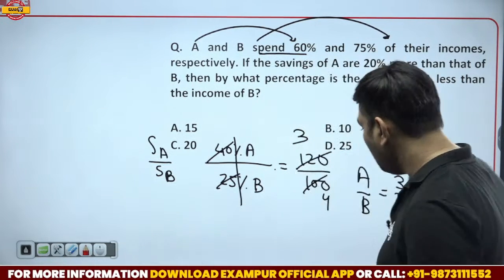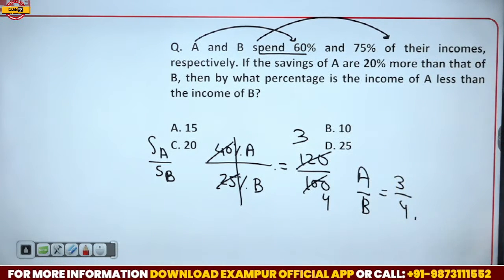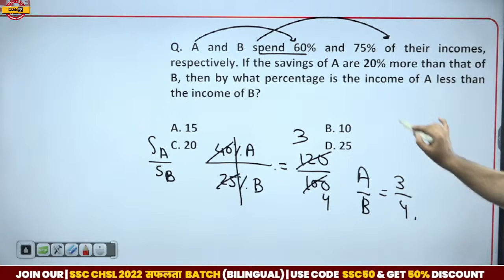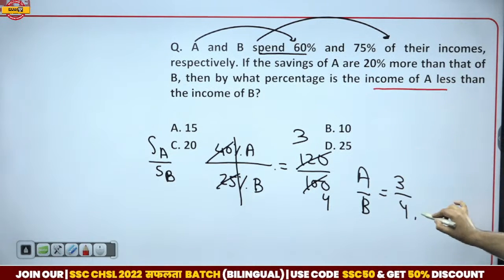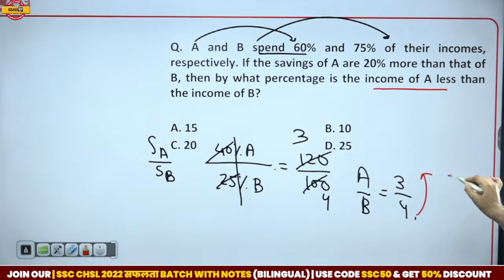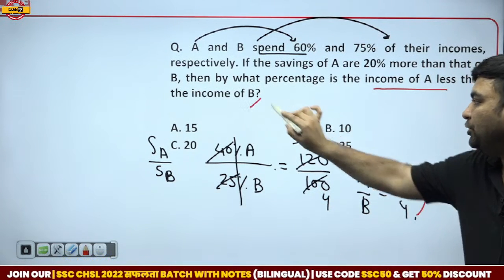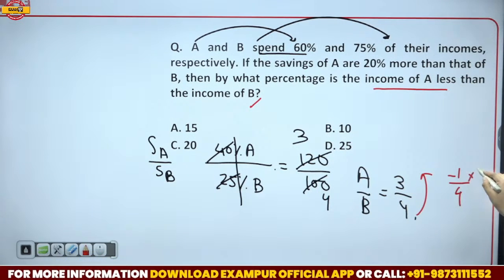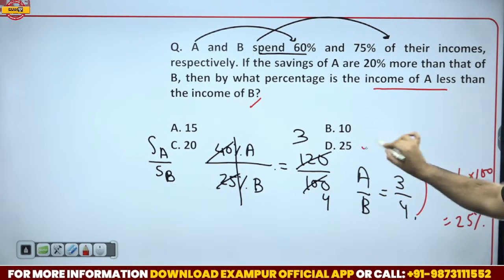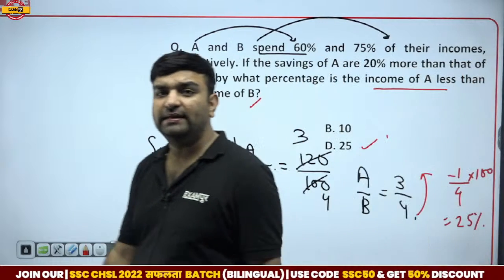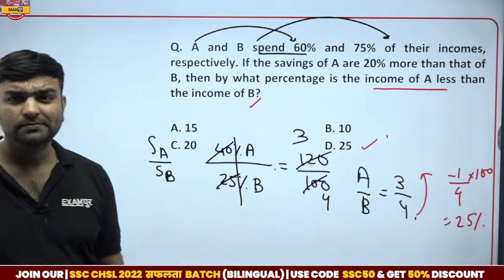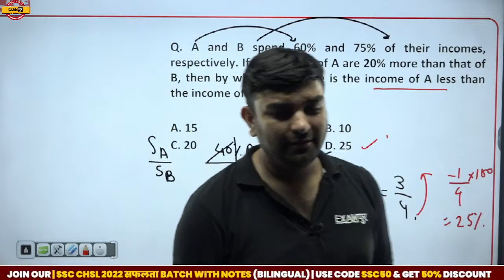A over B income is 3:4. So income of A is how much less than income of B? Income of A is 1 less compared to B, so 1 by 4 into 100. Very, very short. Guys, cool?